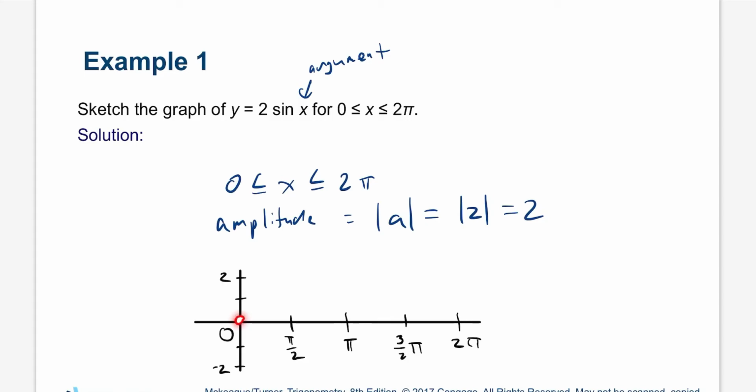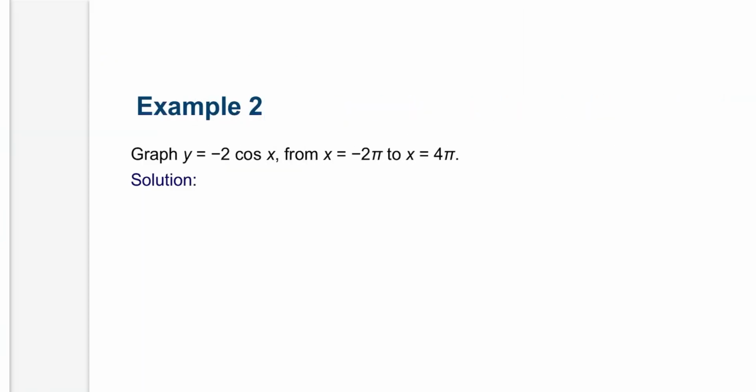So the sine of 0 is 0. If you look at your unit circle, you will see that. The sine of pi over 2 is 1, and then 1 times 2 is 2. And then sine of pi is 0. Sine of 3/2 pi is -1. -1 times 2 is -2. And then sine of 2 pi is 0. So there is your complete period, one cycle of y equals 2 sine x.